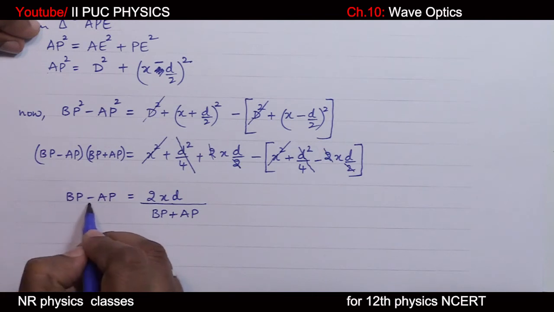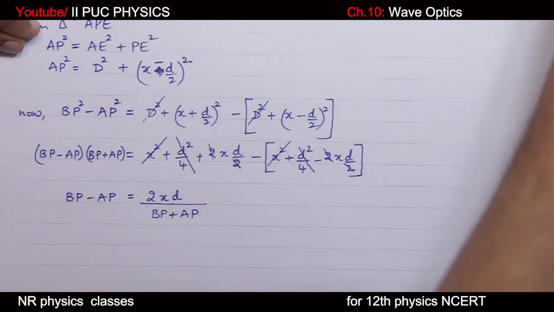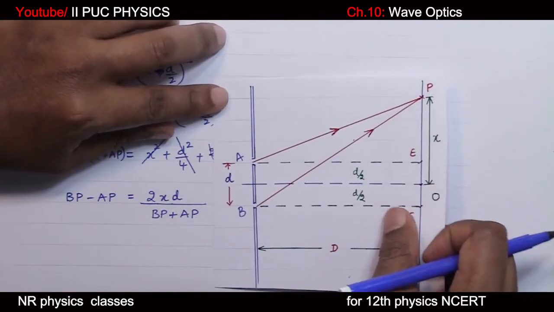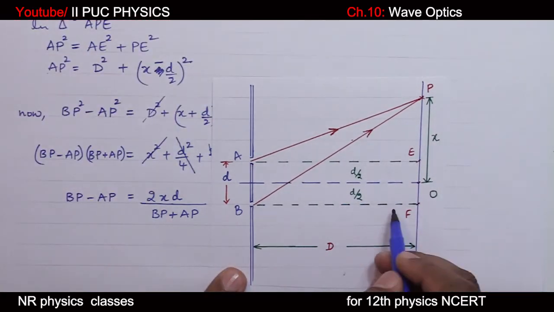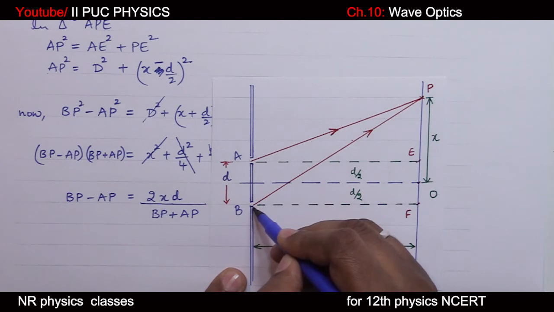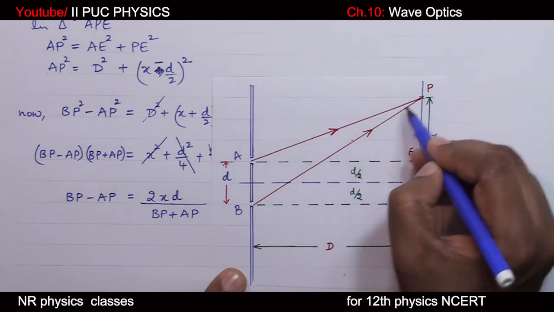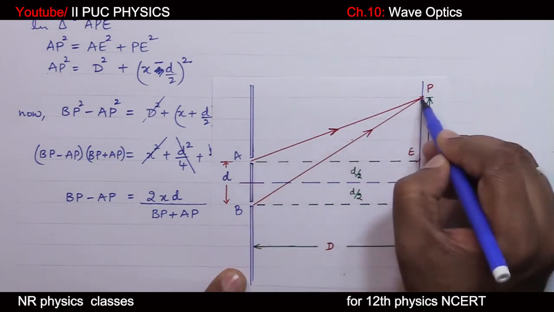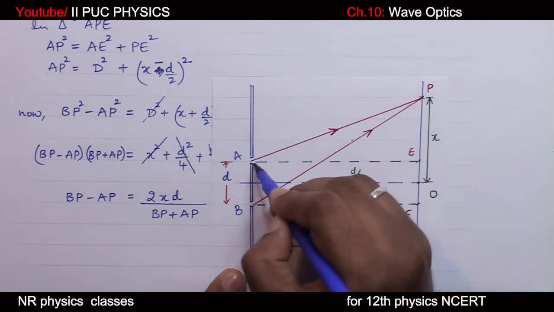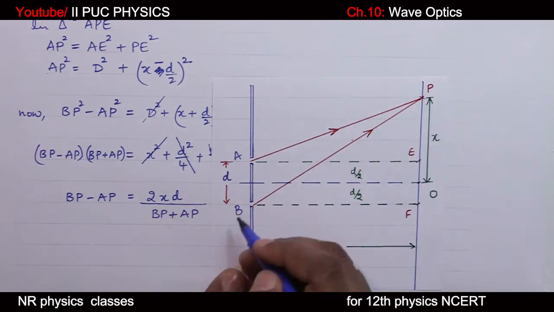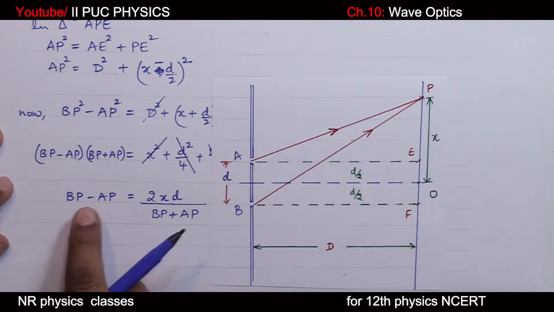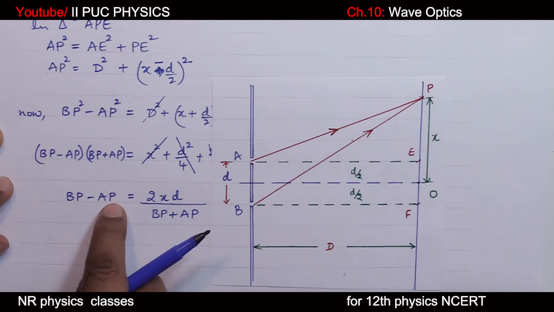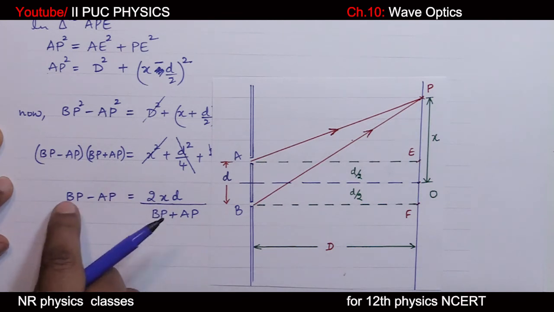Now, what is BP minus AP? Look at this diagram. BP is the path of light. AP is another path. So BP minus AP is the path difference. Isn't it? Simple concept. Don't break your head. BP is one path, AP is another path. The difference of those two is the path difference.